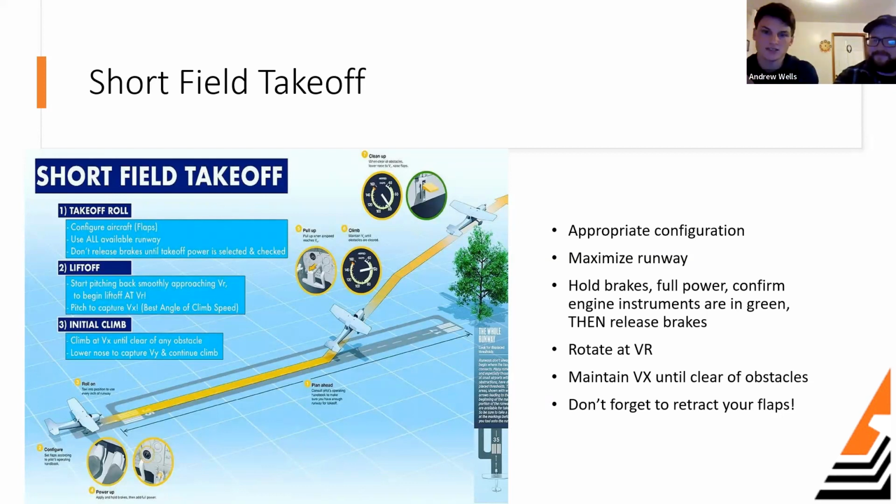So how do we perform this? It's almost exactly like a soft field for the setup, at least 10 degrees of flaps. Except now you're going to try to maximize the runway by getting all the way over to almost in the grass. Hold the brakes. Once you apply full power, confirm engine instruments are in the green. That's an important step. You always want to make sure those engine instruments are in the green on any takeoff you do before you start. Then you release the brakes, rotate at VR, and maintain VX until clear of obstacles.